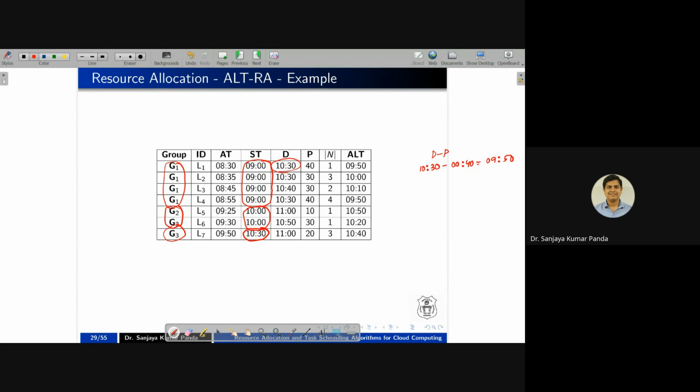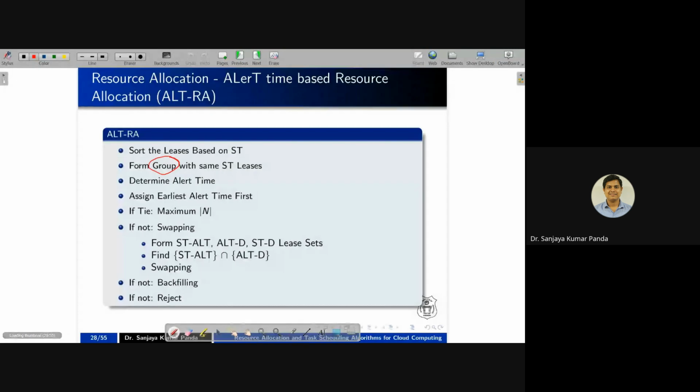What do you mean by alert time? Alert time means if you are not starting a lease at 9:50, then the lease is going to be rejected. Obviously, if somebody is asking for a 40-minute slot and the deadline is 10:30, then only if you start at 9:50 will you be able to complete it before that time. Otherwise, it is not practically possible, right? So we have determined the alert time.